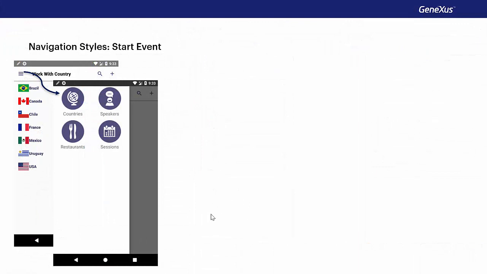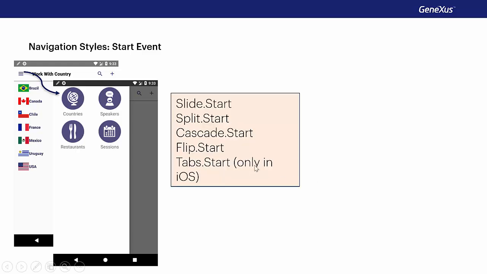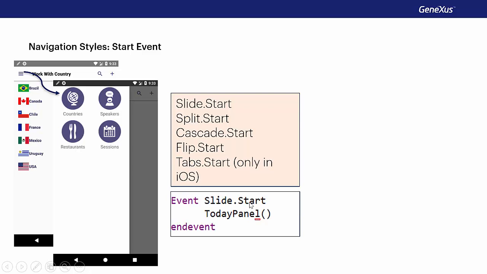We have some events that we may program at the main object level, which in our case is a menu for smart devices, though it could be a panel for smart devices, for example. The events are these here: slide, split, cascade, flip, and tabs.start. So we may have a start event associated with each navigation style. Then, if we program, for example, slide.start, and the application is being executed for an iPad with Cascade navigation style, the event will not be executed for that platform. It will only be executed for the slide navigation style.